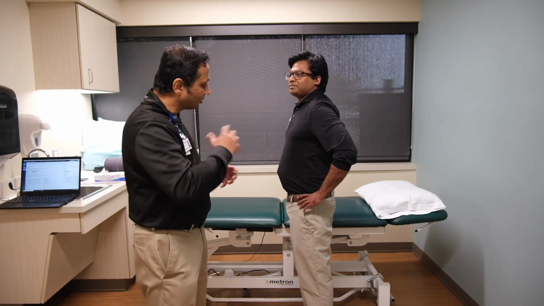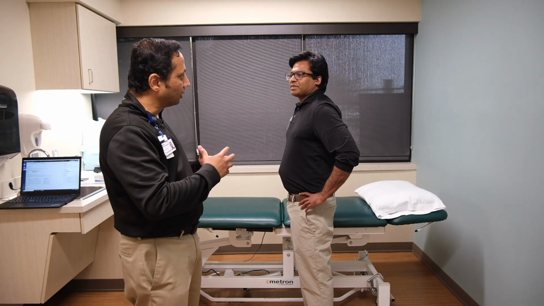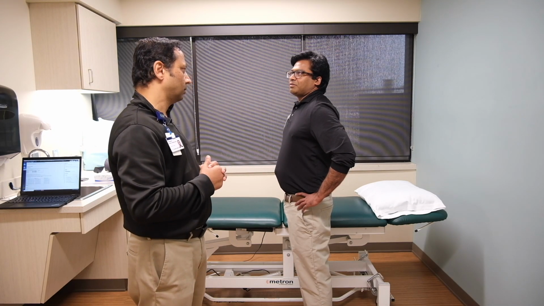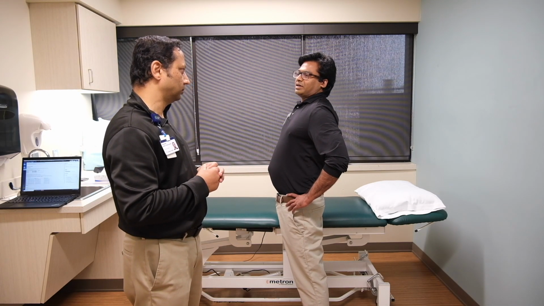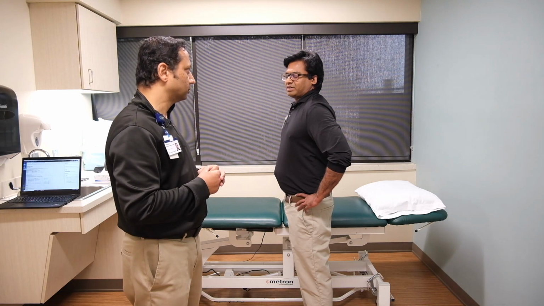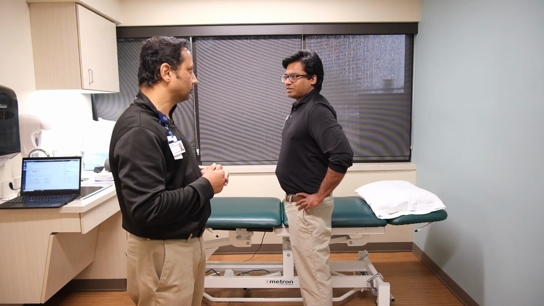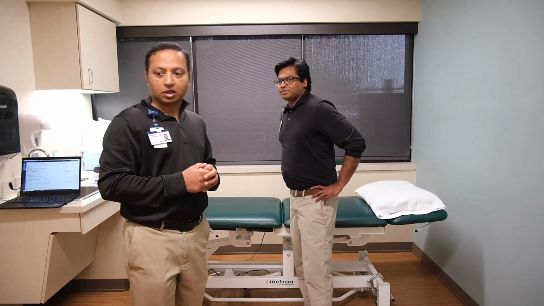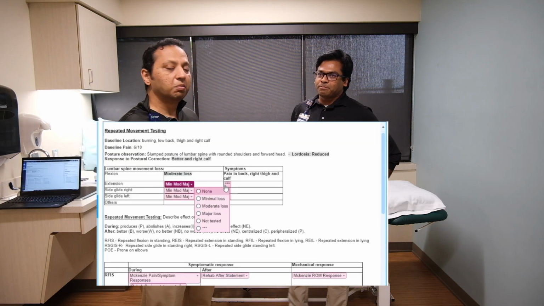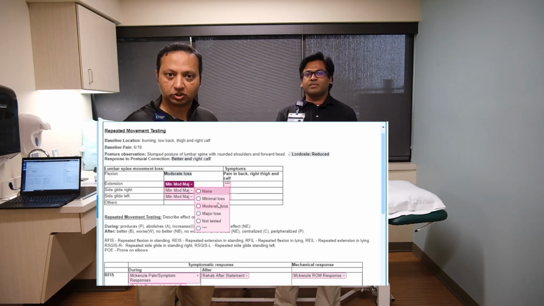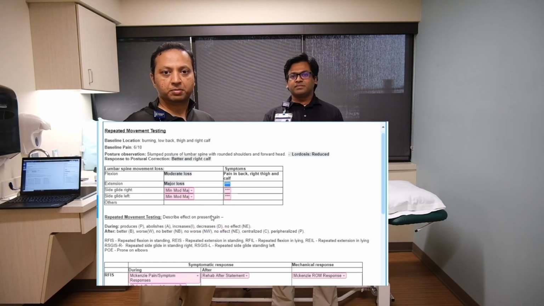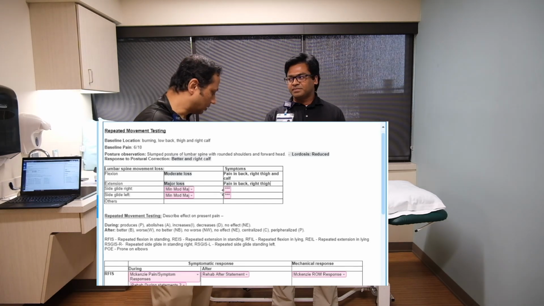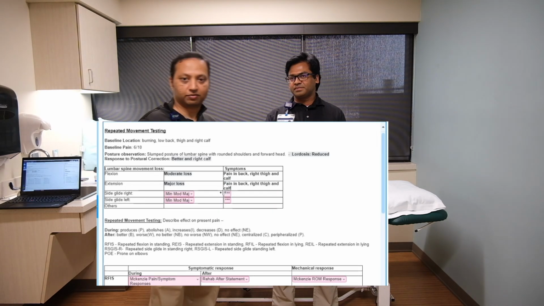Okay. How did the symptoms change while you were moving? While moving, I'm feeling more pain. And even when I come back to the straight, I don't feel any change. It's still the same. Okay. All right. So his lumbar extension, I would call it major loss. And then the symptom location was again back and the right thigh and down to the calf.